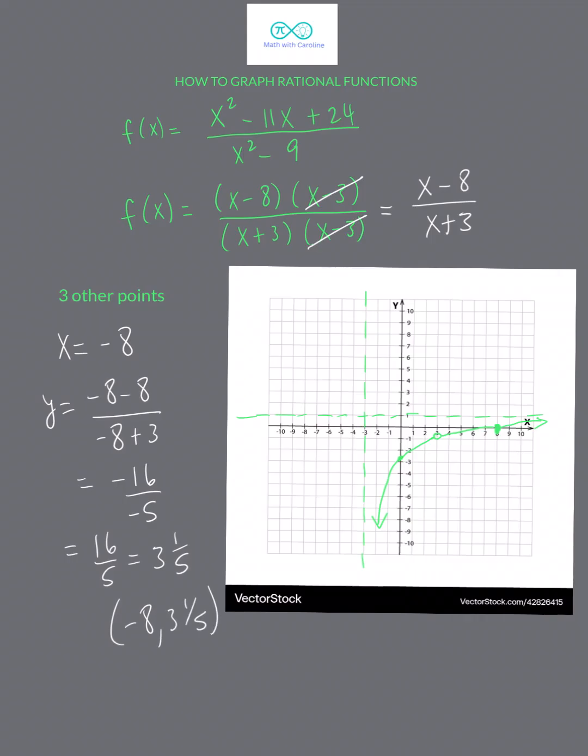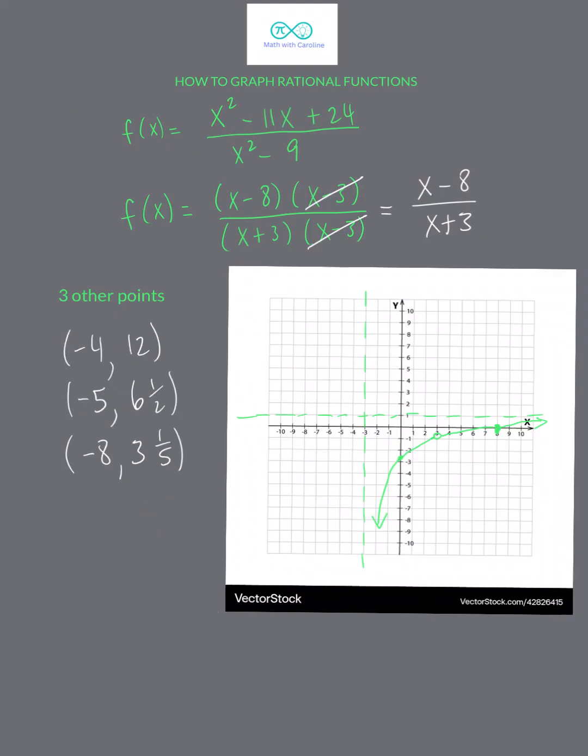So let's go ahead and plot these 3 points that we found. And just to be clear, we didn't have to find 3 points to the left of the vertical asymptote. If you feel comfortable with where the function would be, then you could have plugged in -2, you could plug in -1, or any other x value that we didn't already have.